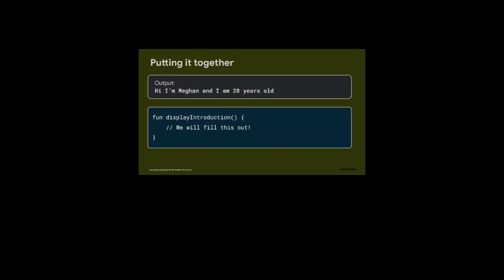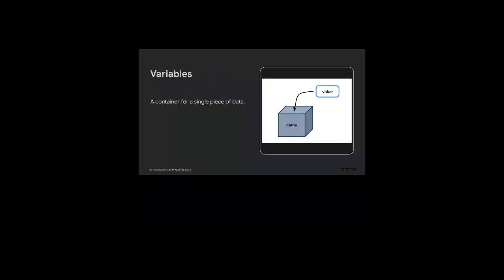So let's say you want this output. You want to print out the string. Then what will you include inside the code block? Oh wait, first we'll discuss variables. Variables are basically just containers which hold data. So if you want to store data in a certain container, that's what you call a variable.